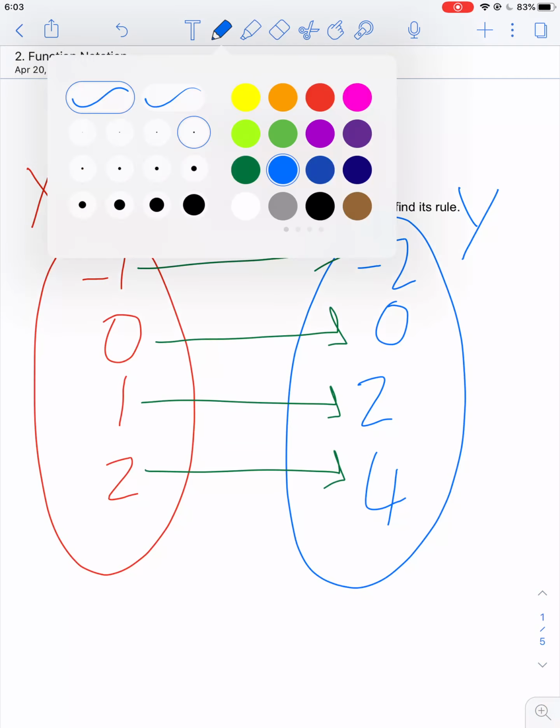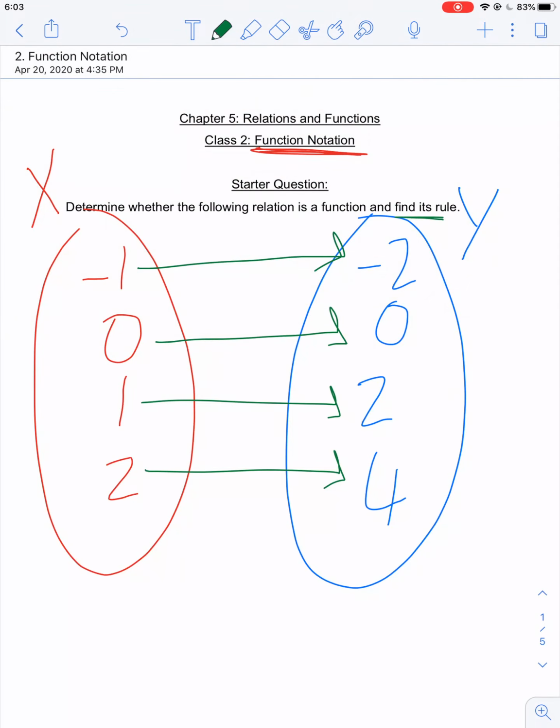And also tell me what the rule is. Okay, so find the pattern. What happens to the x value in the y set? Okay, so what do you think is happening over here? What do you need to do to your x value to get the y value? So pause the video, copy the question down, and then figure out the pattern. The pattern will be your rule. Okay, so do that.